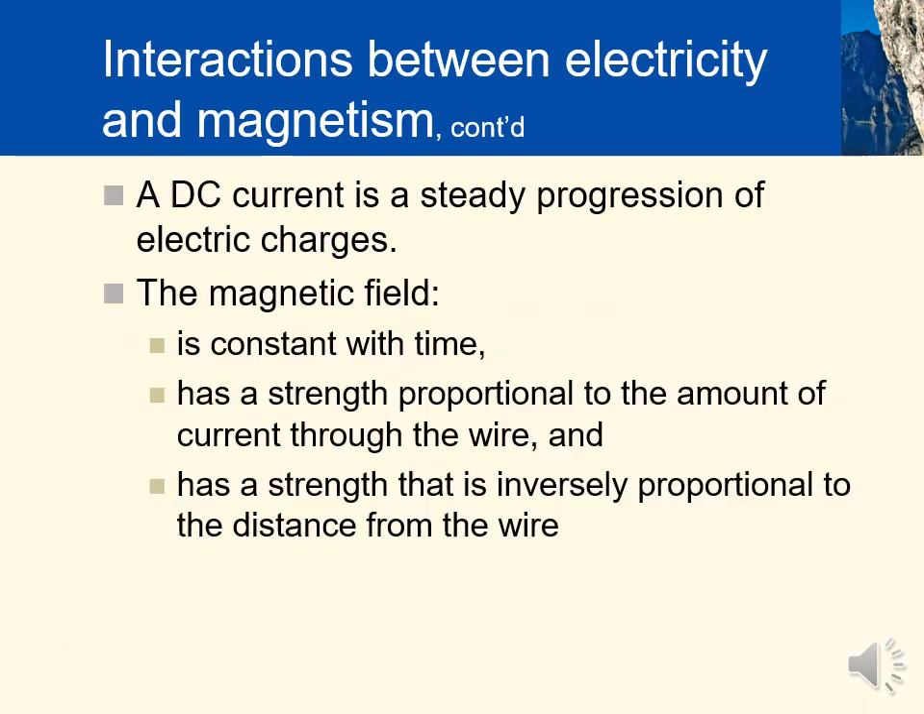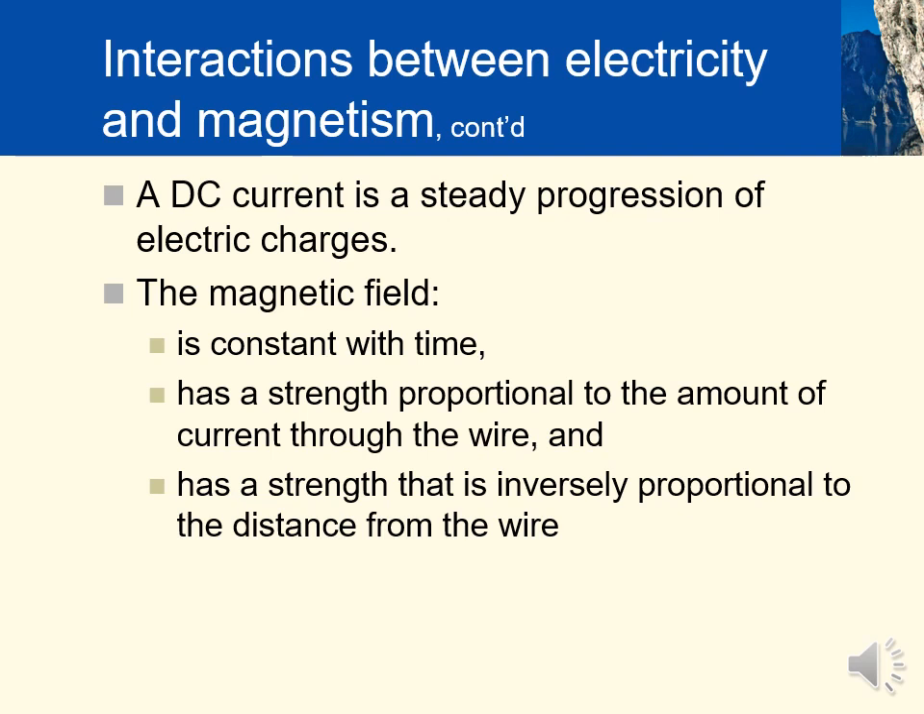As we mentioned in the previous slide, DC or direct current produces a magnetic field around it, and this magnetic field depends on the amount of current through the wire. So if we have two wires, 5 ampere and 10 ampere, the 10 ampere wire will produce a stronger magnetic field than the 5 ampere wire. Also, the strength of the magnetic field is inversely proportional to the distance from the wire.